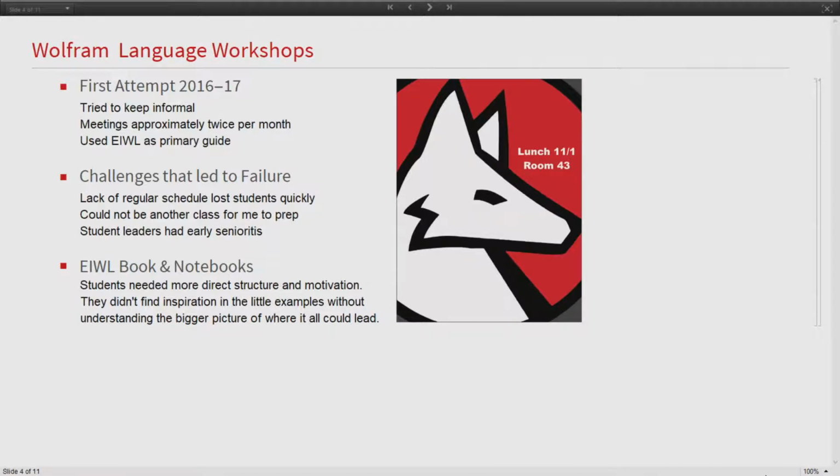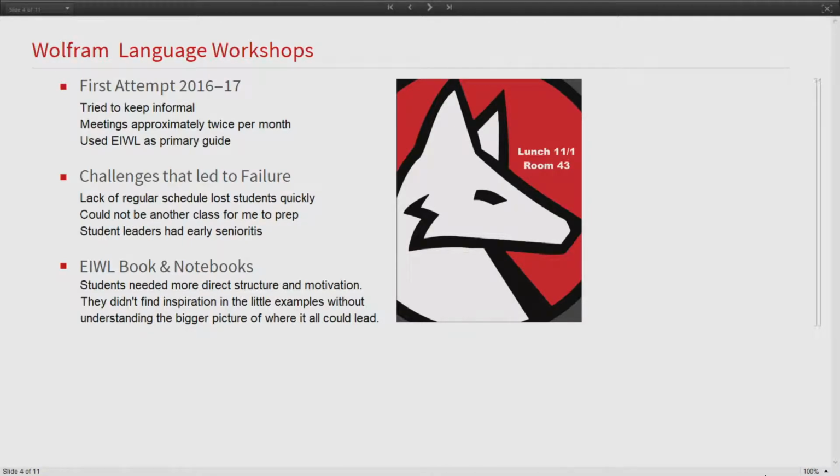I tried to keep things informal. I didn't want this to become a huge obligation on top of everything else we have going on. So I figured let's meet just a couple of times a month. Sometimes we met on a Tuesday, sometimes on a Thursday. I wanted to try using the Elementary Introduction to the Wolfram Language, EWIL, as a guide. Like, hey, let's just work through these problems and exercises.